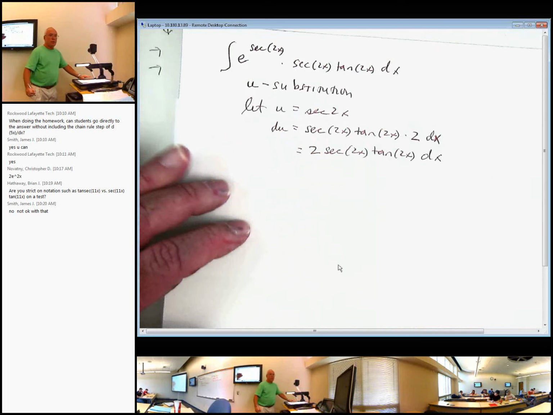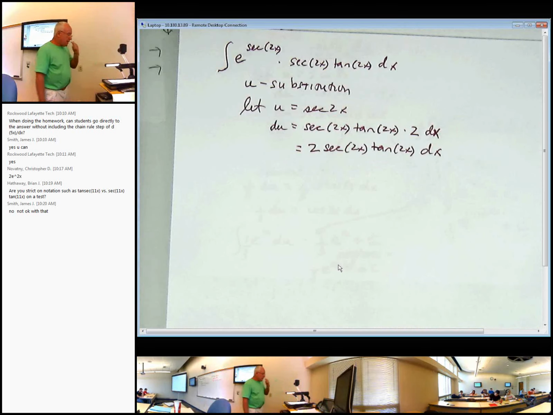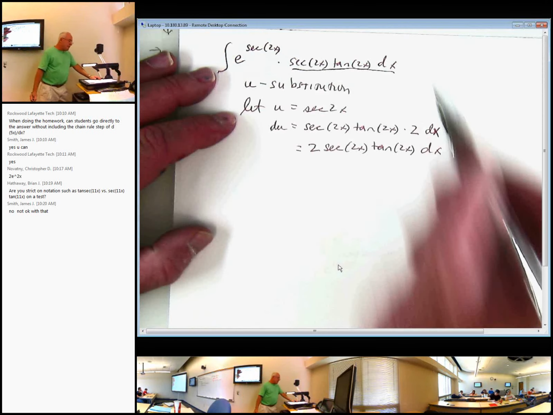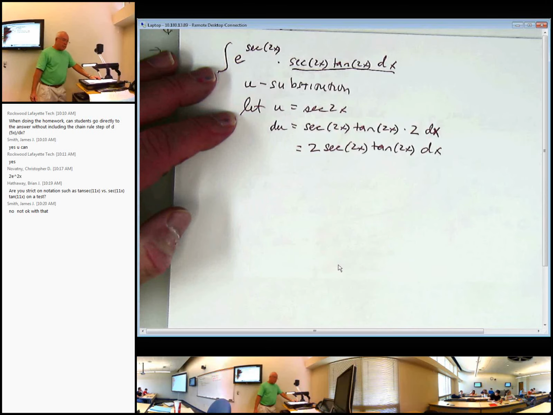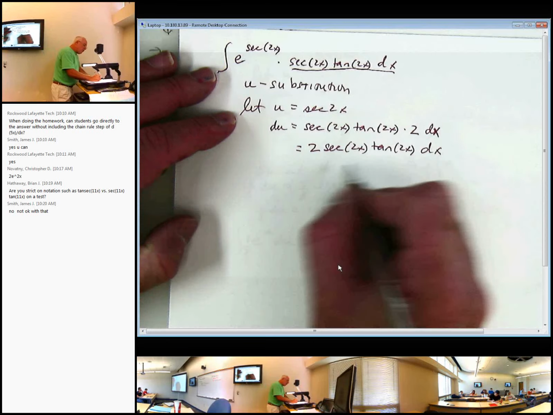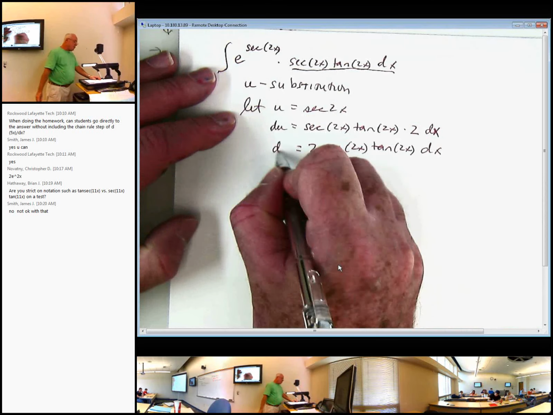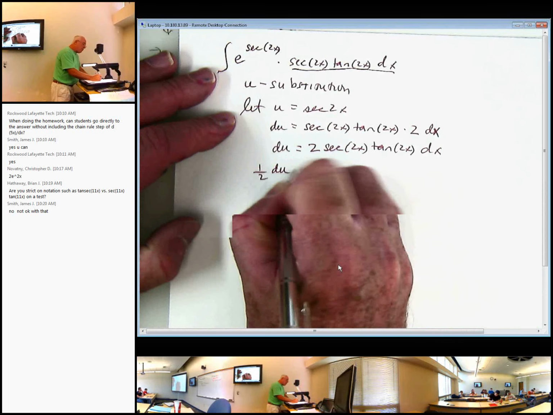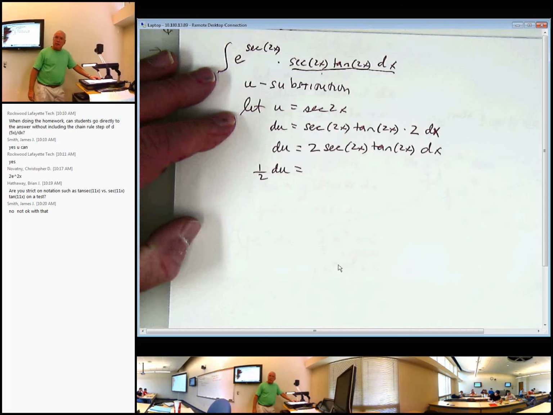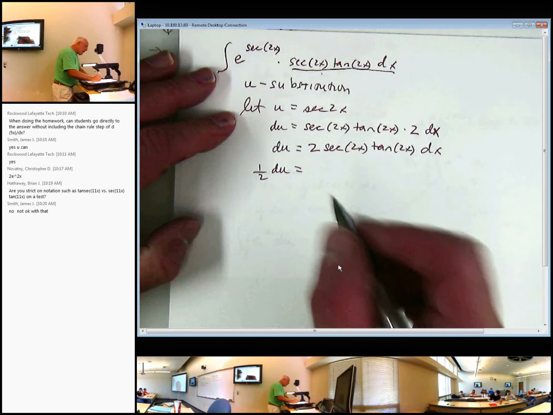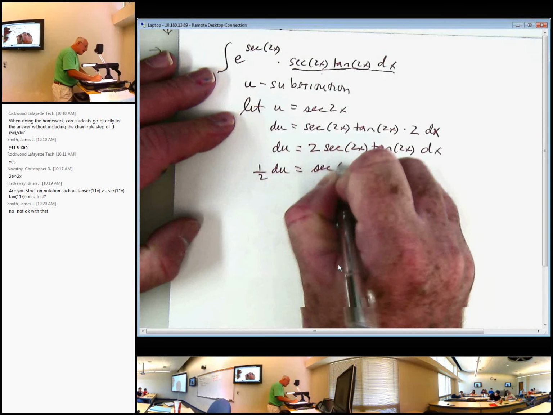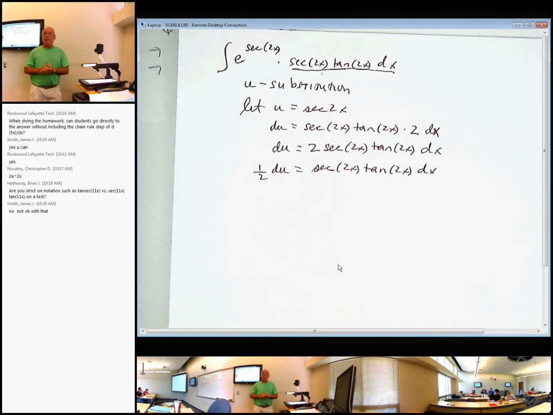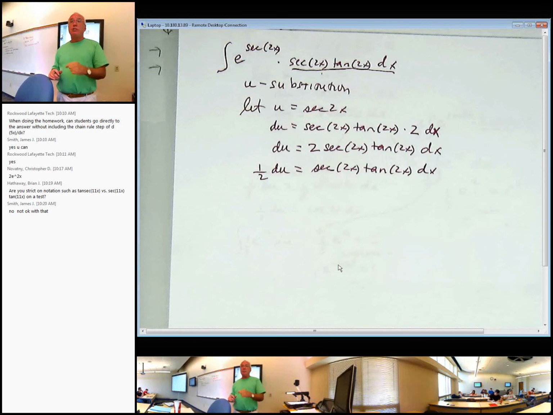Okay, all right. And then we see what we can do here. Now, what we have in our original integral is secant tangent of dx. So what I'm going to do to this equation here, this is what du equals, I'm going to multiply both sides by 1/2, so I come up with what is actually in the integral itself. So if I multiply by 1/2, I then have my right-hand side is the secant of 2x, the tangent of 2x times dx. But on the other side, I have 1/2 times du.